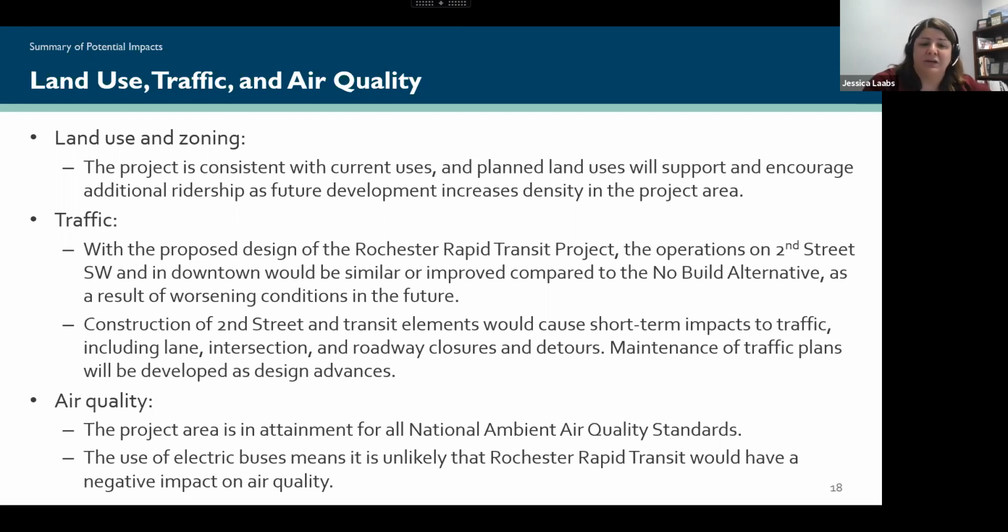And one thing to note here is, Jarrett mentioned electric buses are part of this proposed transit project. That really helps in a lot of elements that would fall under that sustainability goal, but also for air quality, because we are using electric buses, it's highly unlikely that we're going to see any negative impact on air quality.